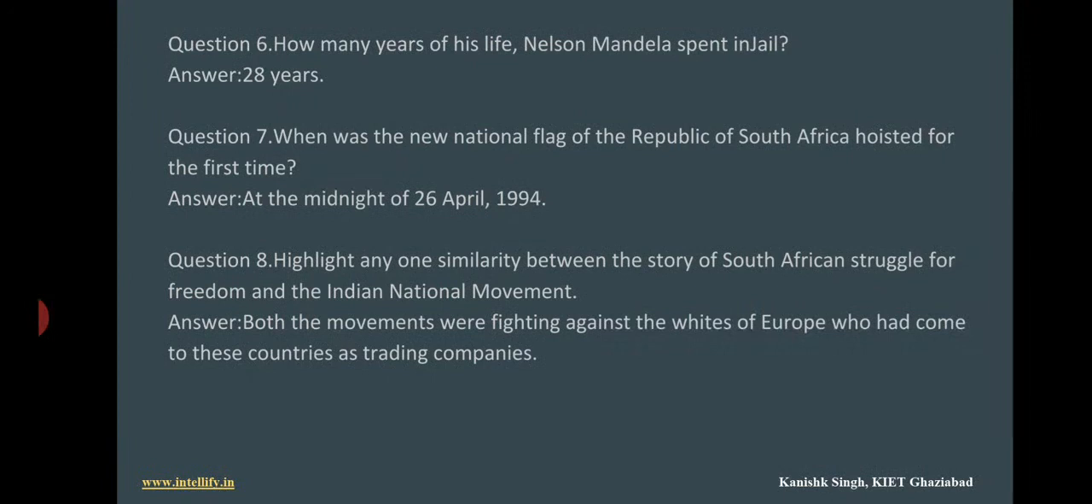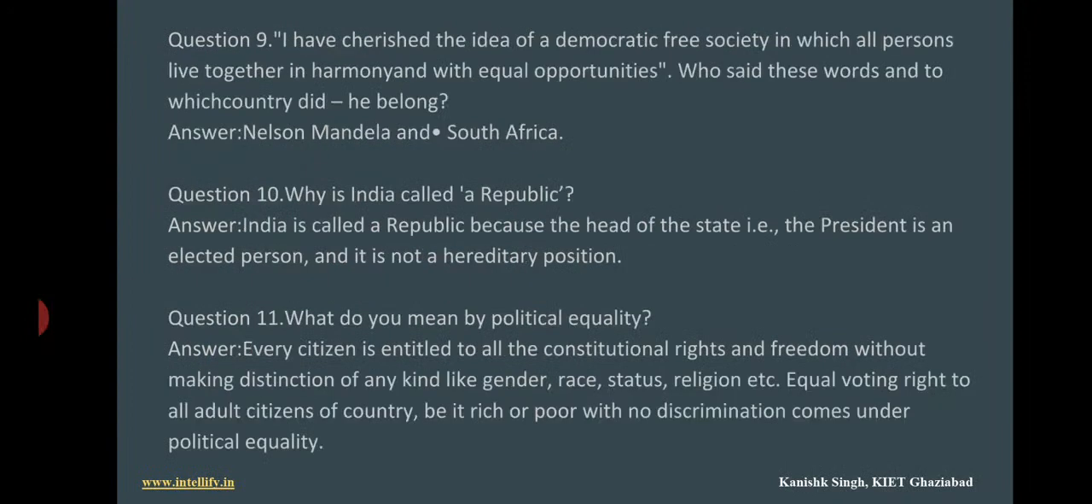Now question number 8. Highlight any one similarity between the story of the South African struggle for freedom and the Indian national movement. So what was the similarity? I already discussed it in the previous segment. Both the movements were fighting against the whites of Europe who had come to these countries as trading companies. They came to trade with different countries, but eventually they started ruling them, right? Question number 9. This is a quote, right? I have cherished the idea of a democratic free society in which all persons live together in harmony and with equal opportunities, unquote. So who said these words and to which country did he belong? Nelson Mandela said it, and we all know he is from South Africa, right?